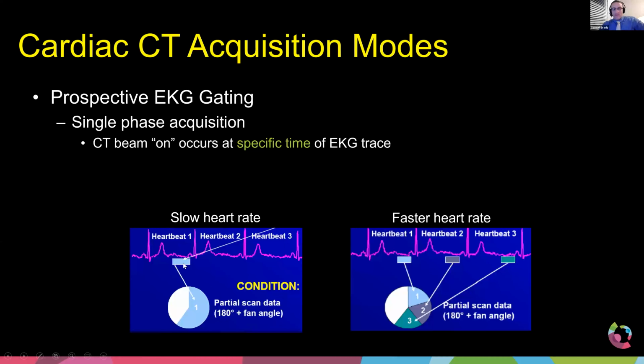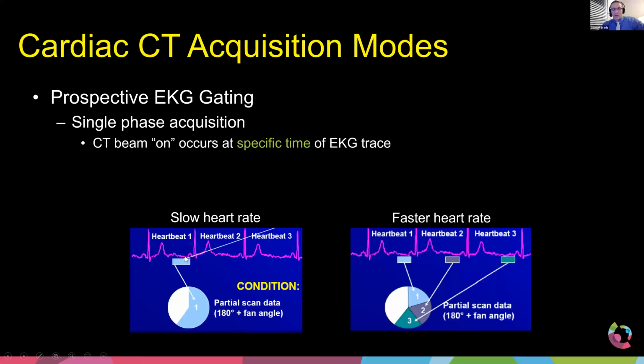If you have a sufficiently fast scanner, you might be able to acquire all of your information in one spin in this phase right here. Remember, all we need is 180 degrees plus a little bit more called fan angle. The 180 degrees plus fan angle. If you have that much data, you can reconstruct the image. You don't need a true 360-degree rotation in the heart.